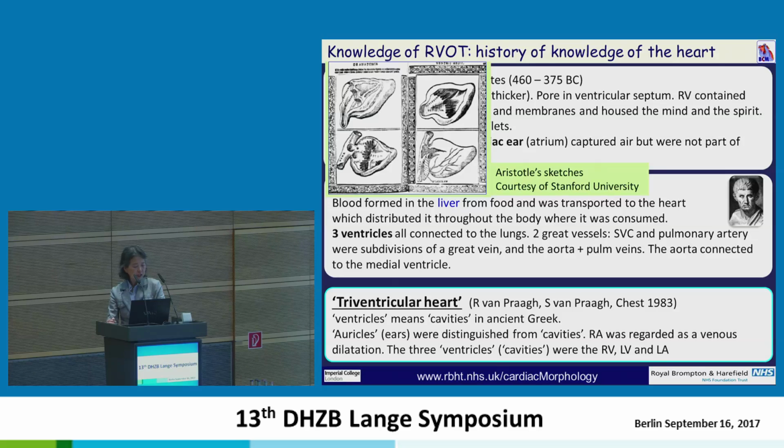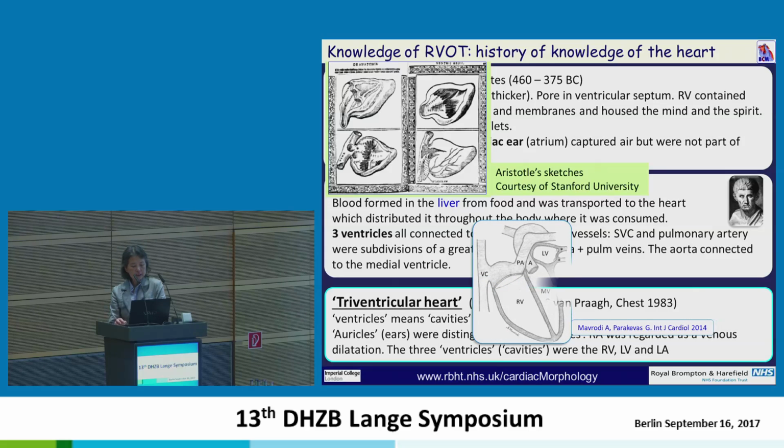In ancient Greek, ventricles means cavities, so not the ventricles that we know of these days. So the auricles were distinguished from cavities, and the right atrium regarded as a venous dilatation of the caval veins instead of a chamber in itself. So the three ventricles documented were, according to the Van Pragues, the right ventricle, and left atrium. And this is a diagram from another publication that documented this sort of arrangement, with the middle ventricle supposedly being the left ventricle as we know it these days.